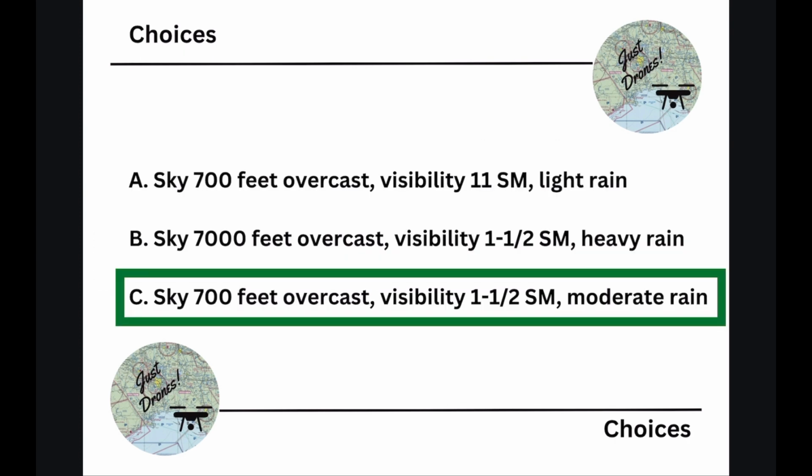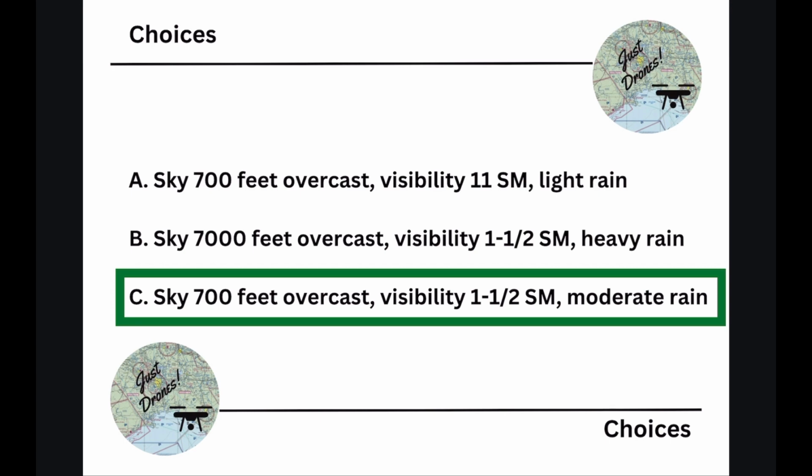So going back to our answer choices, we obviously can throw away 7,000 feet. That would be if you added 3 zeros, right? So no, add 2, not 3. So we can throw away B. We can throw away A because in A, the sky's coverage is correct, 700 feet overcast, but look at the visibility. The visibility is incorrect. It wasn't 11 statute miles, it was 1.5.